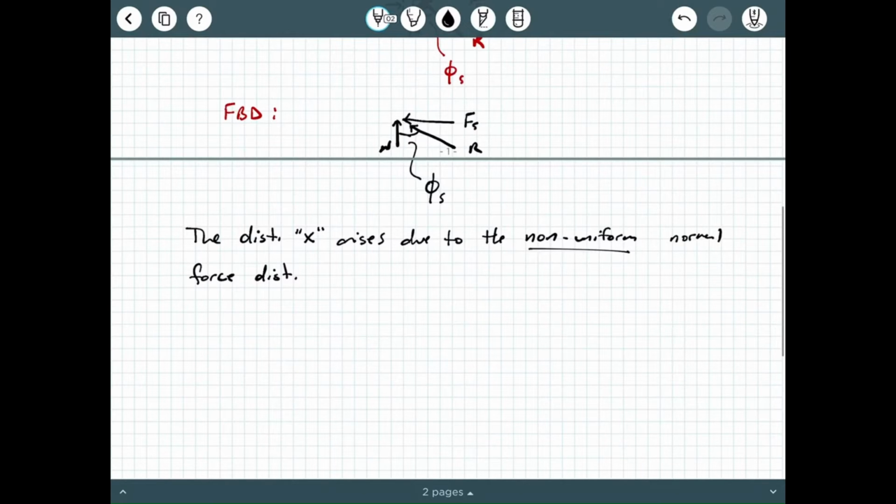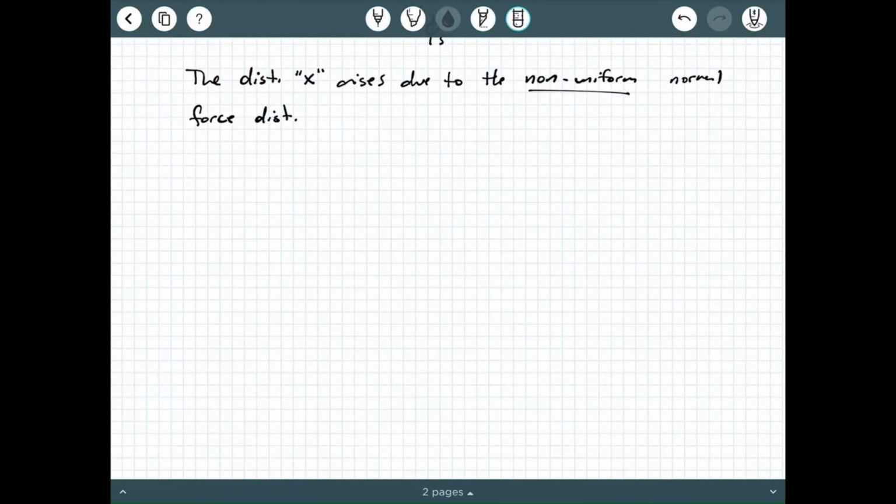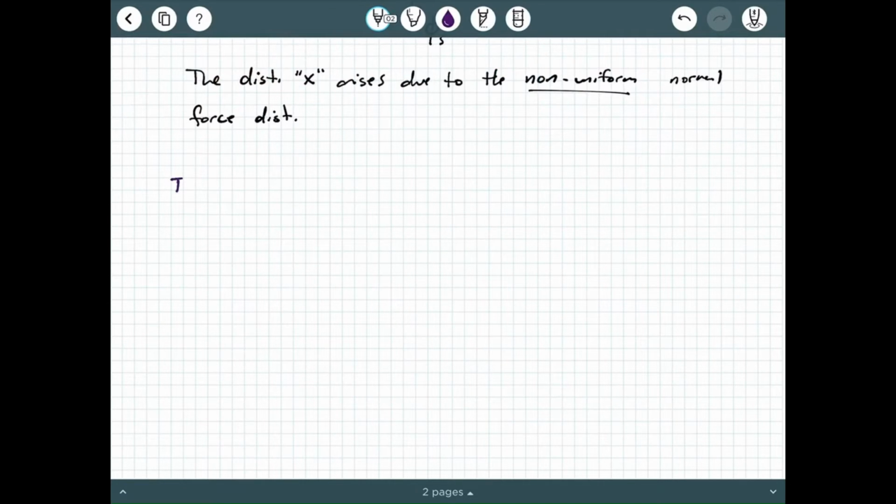All right, now when we're dealing with systems like this, we have a case of what's called impending motion. And so we think of impending motion versus motion. Impending motion has to do with being on the verge of motion. Okay, so that means motion is impending. It's about to happen. So let's talk about that. Okay, I'm going to change colors here. I'm going to say impending motion.